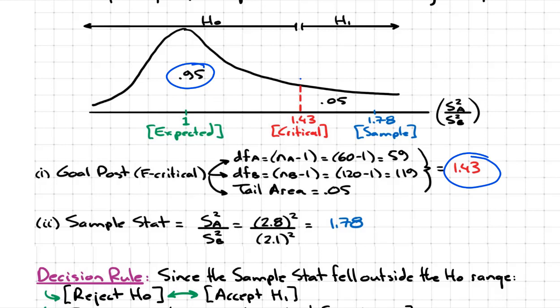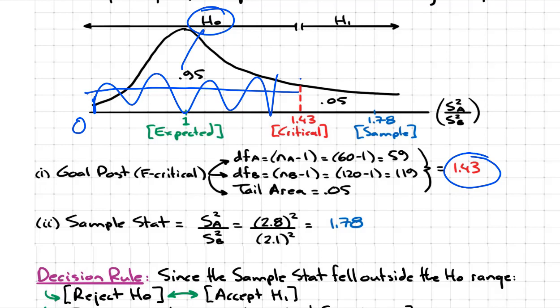And so where do we put the goalpost? Well, we know that this is 0. We know that the expected value here is 1. So therefore 1.43 must lie somewhere here. What the 1.43 tells us is the following: if you want to build a 95% confidence interval for the null, you need to go 1.43 standard units into the distribution. So now the only question is, where does the sample statistic lie? Does it lie somewhere here, in which case we go with the null, or does it lie somewhere here, in which case we go with the alternative?